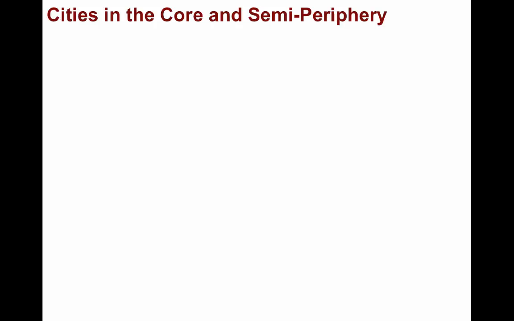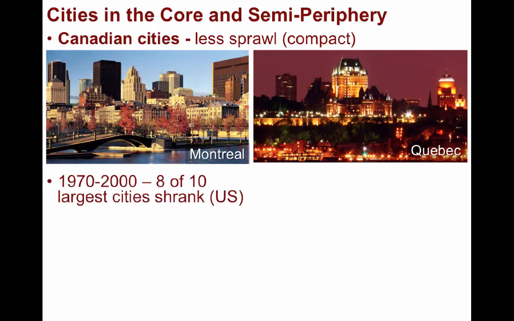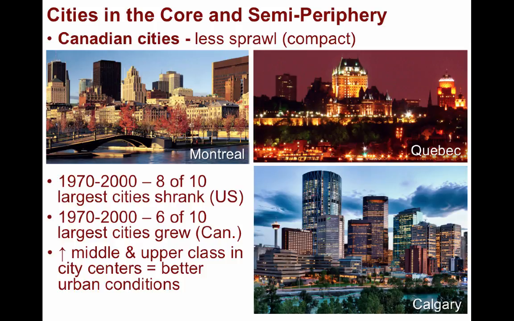Between 1970 and 2000, 8 of the 10 largest cities in the United States lost population as people migrated outward to the suburbs. By contrast, concerning our northern neighbors in Canada, 6 of the 10 largest cities grew in population during that same time. Calgary experienced the largest growth at over 110%. This trend of urban growth has largely remained consistent in Canada to this day.